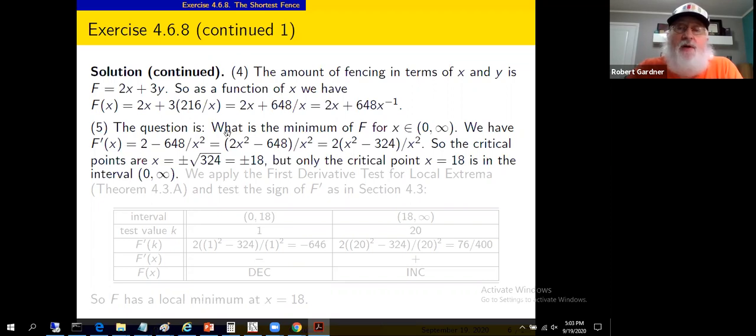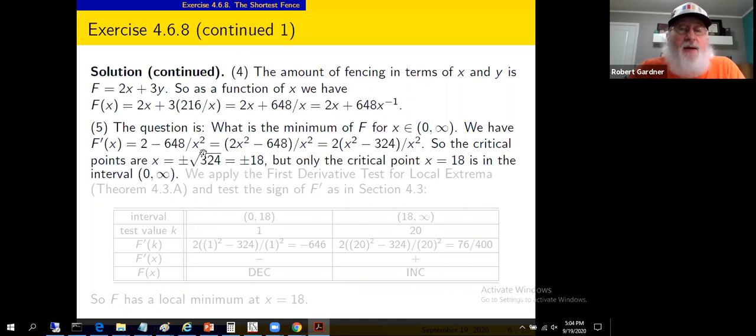Differentiate F. Here's F of X. So the derivative is 2 plus 648 times negative X to the negative 2. Negative 648 divided by X squared. So here's the derivative, writing it in this form. It's easiest to differentiate these quotients when you can simply write them as powers of X. Of course, that's a lot easier. I still like dealing with quotients algebraically, though. So we get an expression of this form for the derivative.